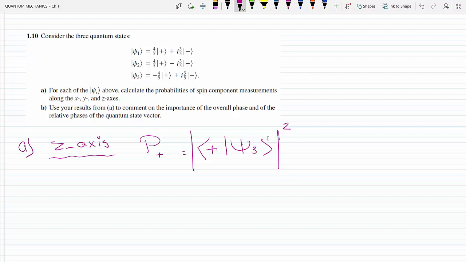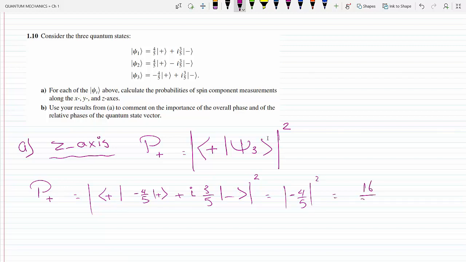And so now just plugging in psi 3. I'm doing this for psi 3, but it's the same process for psi 1 and psi 2. So now plugging that in, we get plus, and psi 3 is minus 4/5 plus i 3/5. And now if we operate on this, we will get minus 4/5. So spin up state will give us 1, spin down state will give us 0. So we get minus 4/5 squared, which will give us 16/25.